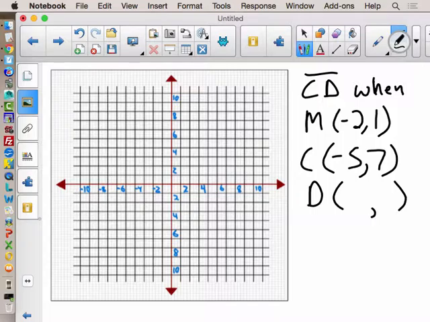So I guess the first step in this process is let's start graphing some things. My midpoint is -2, up 1. That's my midpoint. And then C is -5, 1, 2, 3, 4, 5 in the x direction. Then I go up 1, 2, 3, 4, 5, 6, 7. So that's my point C, and that occurs at -5, 7. Okay, pretty cool.